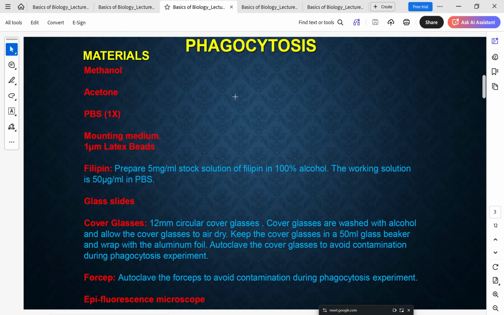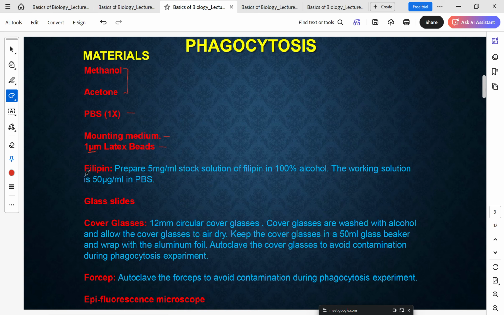To observe it in a microscope, what you need is all of these materials: methanol and acetone for fixation, PBS for washing steps, and mounting medium to prepare the final slide. You need something for the cells to take up. In this case, it's latex beads. So the macrophages will react to these beads. They can be of 1 micron, smaller or larger. If they are larger, the uptake will be slower.